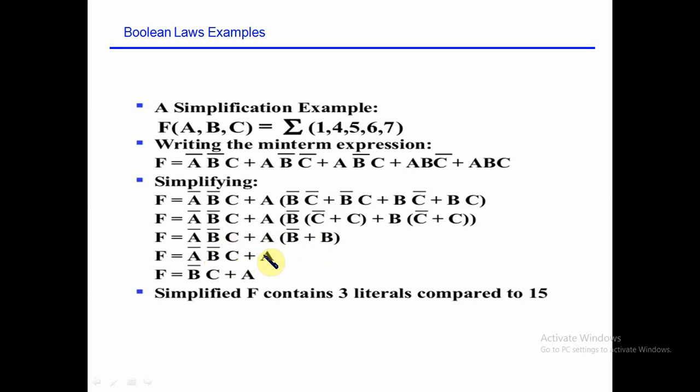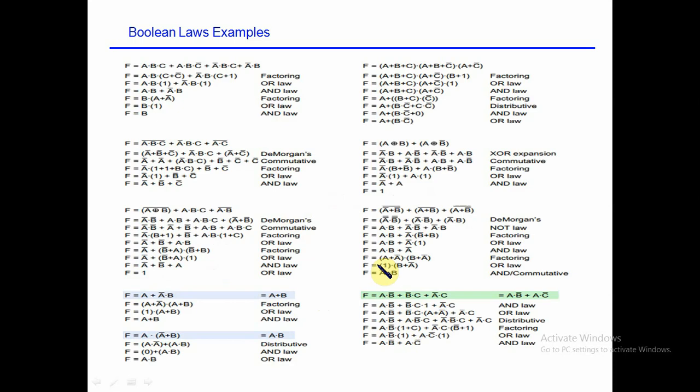In this term also, a and a bar will be taken as a using the basic laws. We got the equation b bar c plus a. This is three literals compared to the given equation. This is a simplification. Here we take some 4, 5, 6 examples to see the steps.